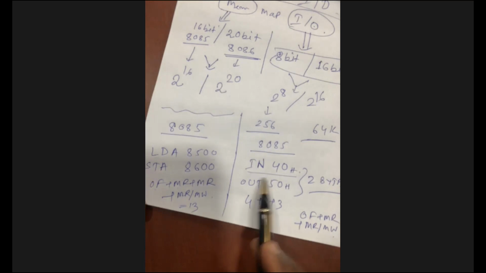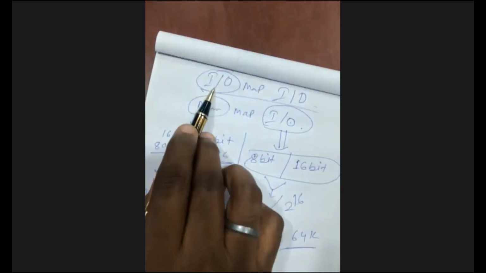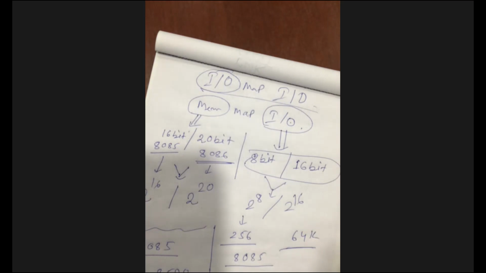Because it's a 2 byte instruction, the extra memory read is not required. Only opcode fetch plus the IO read or write is required, which is 10 T-states. So fewer T-states are required, which means it is faster. IO mapped IO is faster with respect to memory mapped IO. Okay. Next.